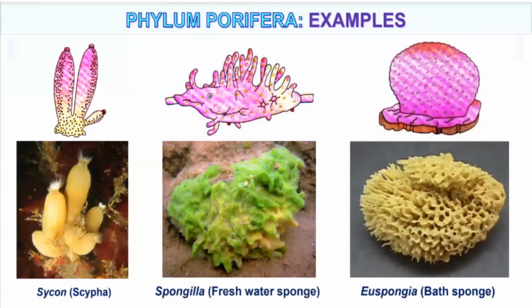These are examples of Porifera: Sycon, Spongilla, Euspongia. So this is the opening, the osculum. The osculum will be somewhere here. These are all osculum. So these are your examples.